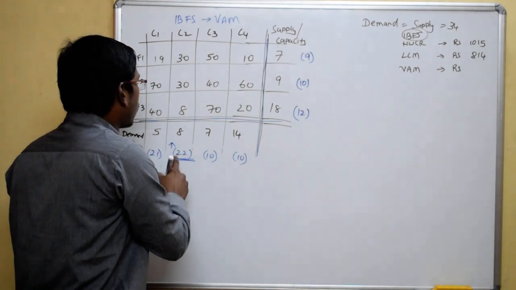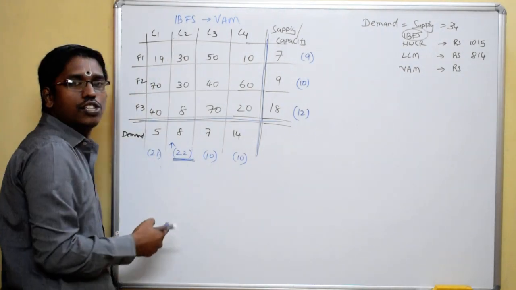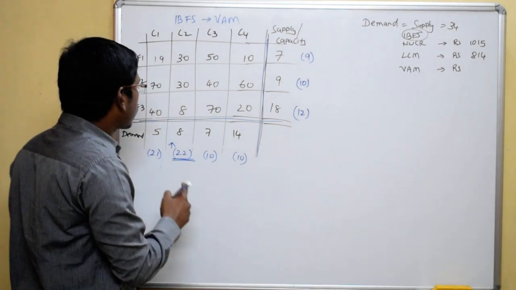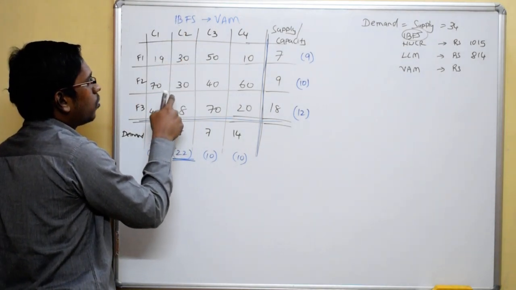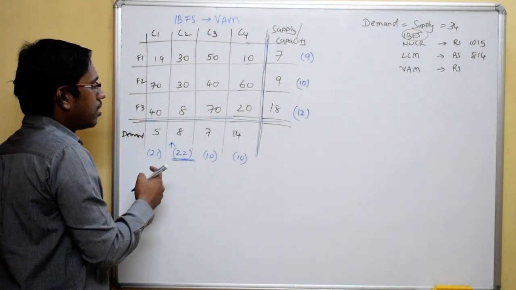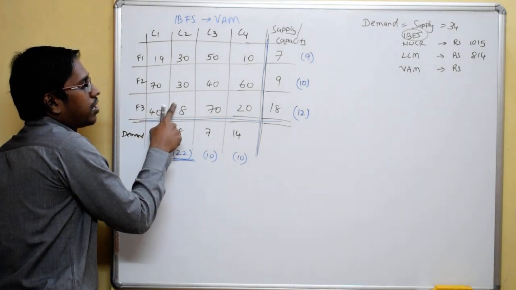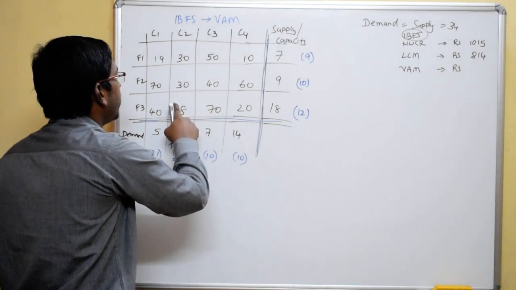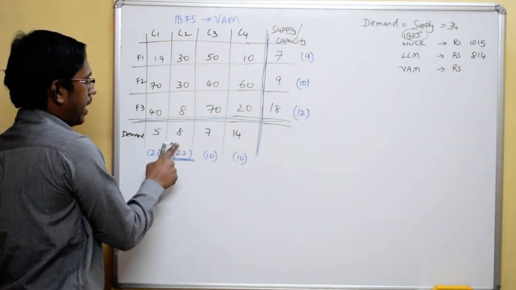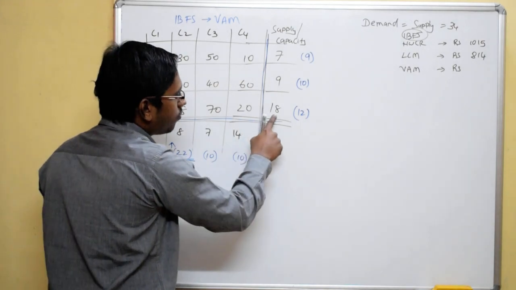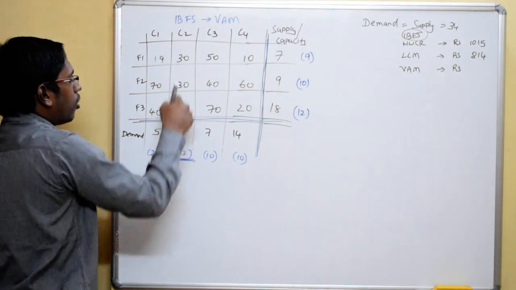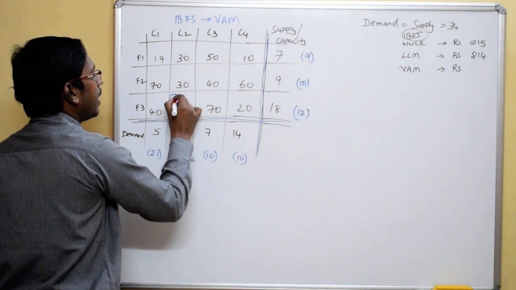Now in this column I will look for the cell with least cost. The least cost in this column is 8. So I will have to make my allocation in this particular cell. Now in this particular cell, how many units are to be allocated? The demand here is 8. The factory has a supply capacity of 18. So I can give all the 8 units here. I give the entire 8.